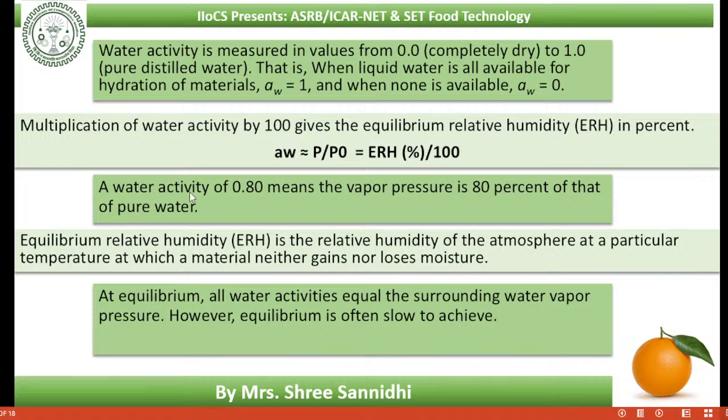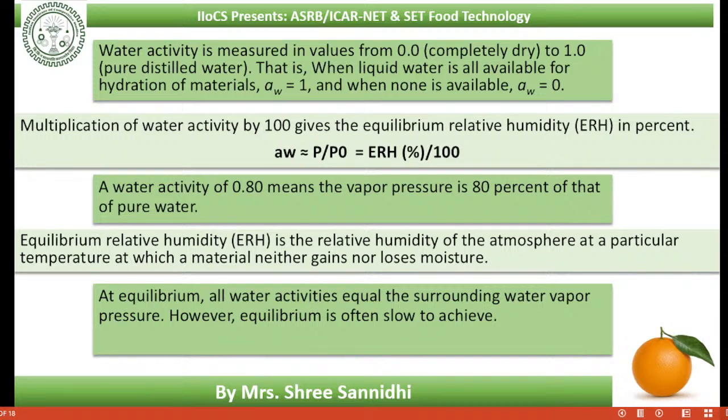So let us see one example here. If we take the water activity of some food product as 0.80, then it means the vapor pressure is 80% of that of pure water. When compared to pure water, the vapor pressure is 80%. So let us see the definition of equilibrium relative humidity.